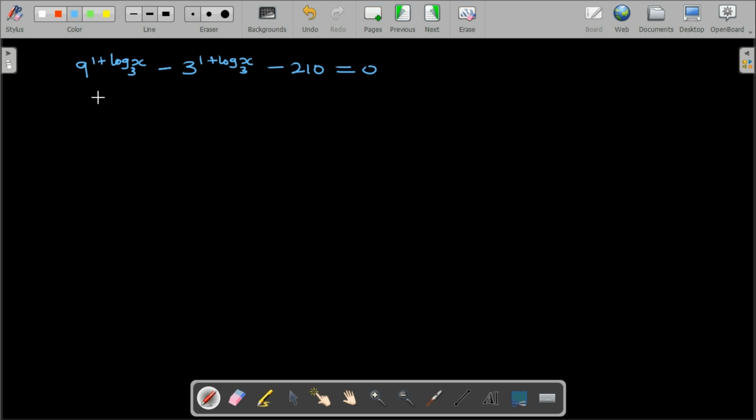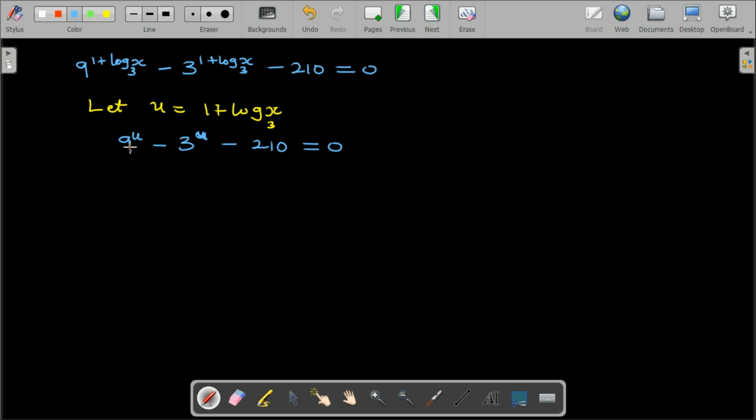Say that, okay, we will say let u be equal to 1 plus logarithm of x to base 3. So we could use this assumption. With that, we will say that we could rewrite this as 9 to the power of u minus 3 to the power of u minus 210 equals 0.